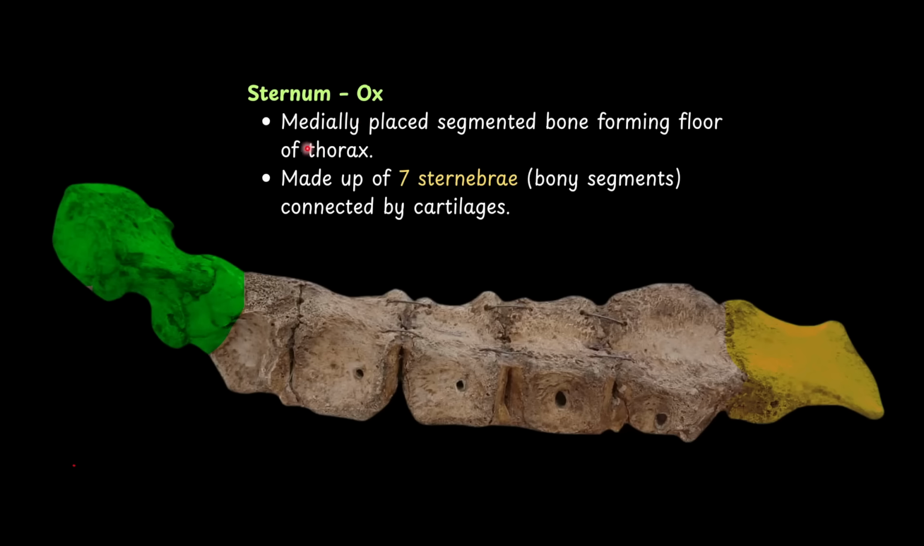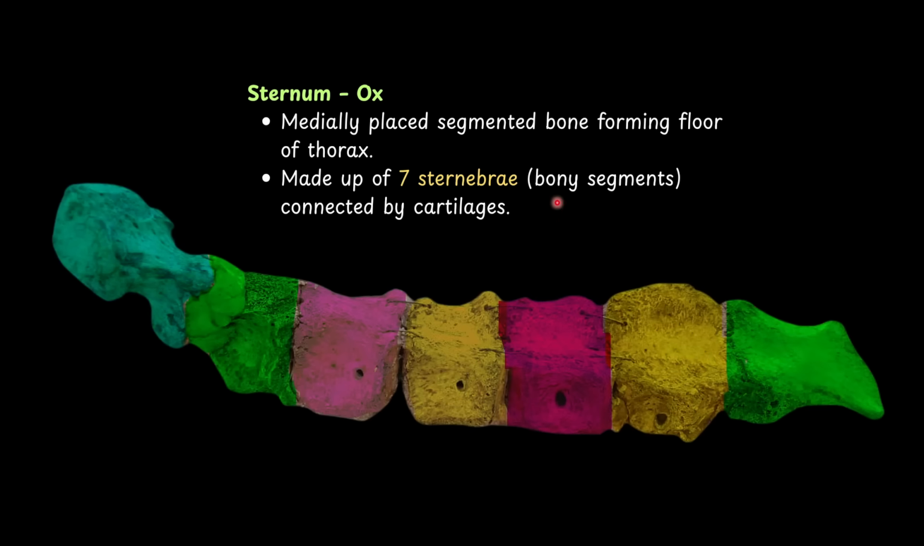So in ox, sternum is a medially placed segmented bone forming the floor of the thorax. It is made up of 7 bony segments called sternebrae, connected by cartilages. You can see here 7 bony segments: this is the first, second, third, fourth, fifth, sixth, and seventh. The individual segments are called as the what?